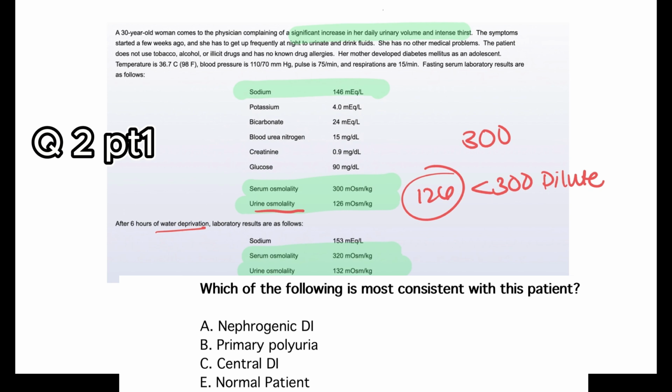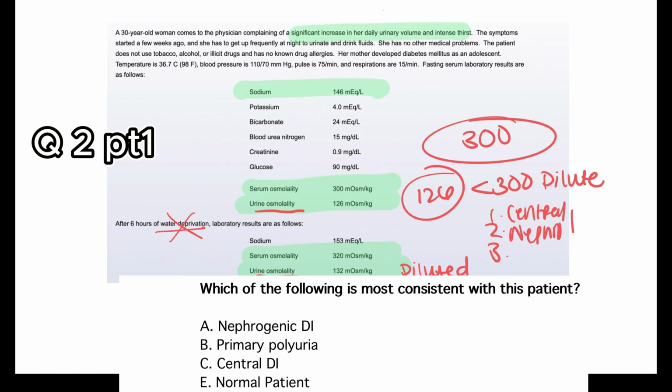So now we have our water deprivation test, and the patient was restricted from fluids. So we look at our urine osmolality, and guess what? It is still dilute, right? Because if we see our 300, we look at our urine osmolality, and it's still dilute. So we're in between what two things? We have our three. We have central, we have nephro, DIs, and also we have the primary polydipsia.